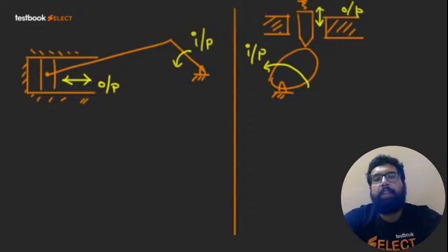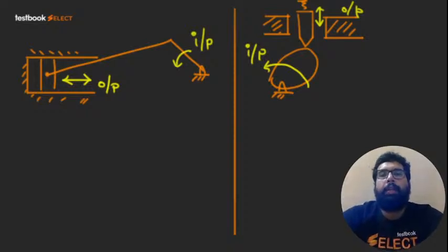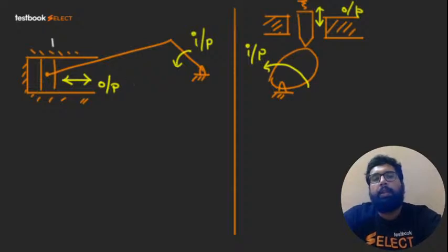So definitely, sir, we can see the input is in the form of rotation and the output certainly is in the form of reciprocation. So kinematically they are the same, right? Now, if we start counting the links, this is link 1, this is link 2, this is the piston link number 2, this is 3, this is 4, and this is 1 only.